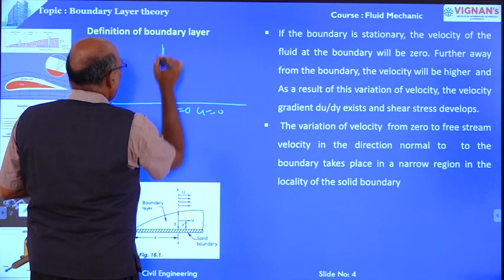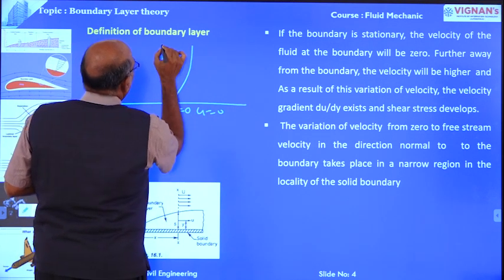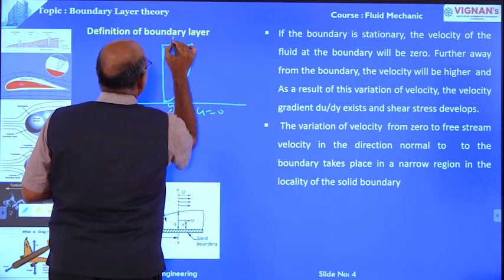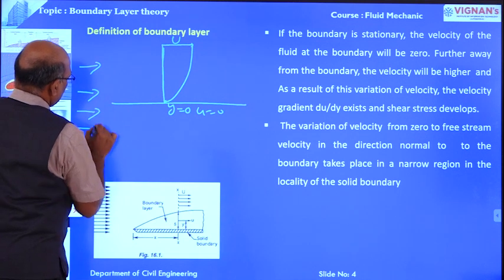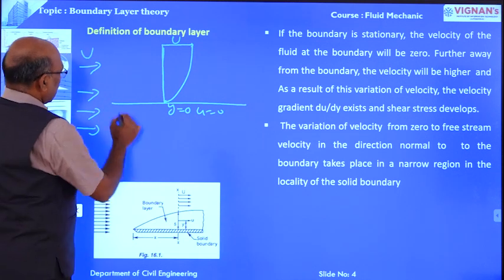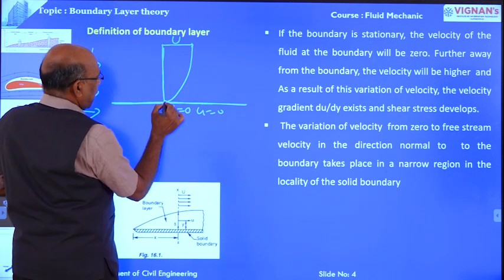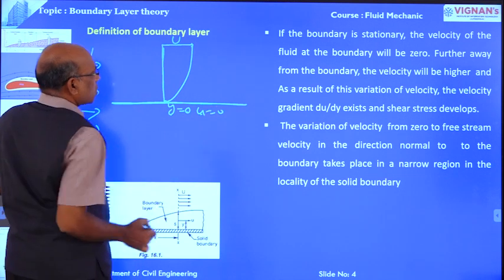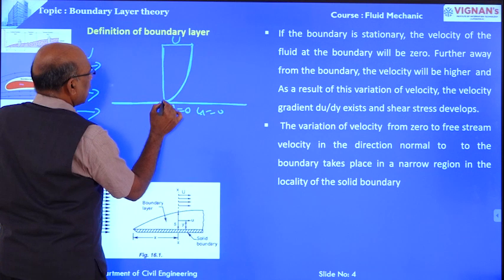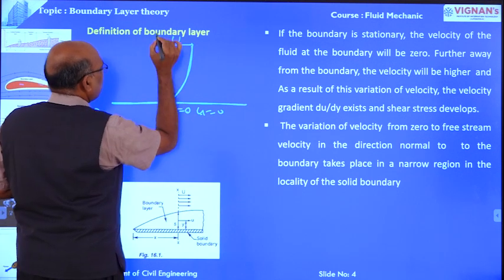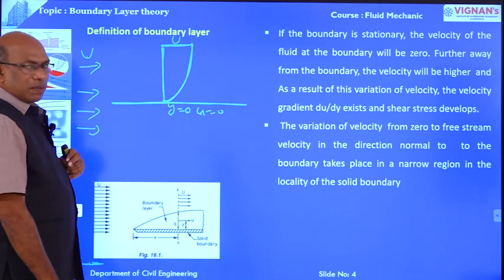Normal to the boundary, away from the boundary, the velocity gradually increases. At one location, the velocity reaches the free stream velocity u. That is flow over the solid boundary. Over the solid boundary at y equal to 0, velocity is equal to 0. Gradually velocity increases away from the solid boundary, normal to the solid boundary. At one point that velocity reaches the free stream velocity.